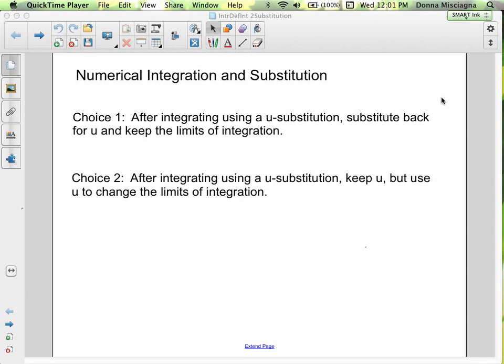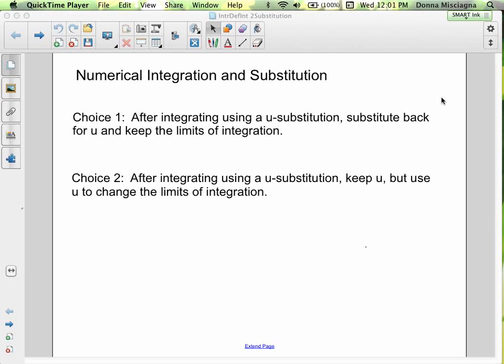I have this in more detail later on in the notes for you. This is just an introduction as to what your choices are. Or choice two, after integrating using u substitution, keep u, but use u to change the limits of integration. So either you substitute back for that u, or you change those limits of integration. You have one or two options.